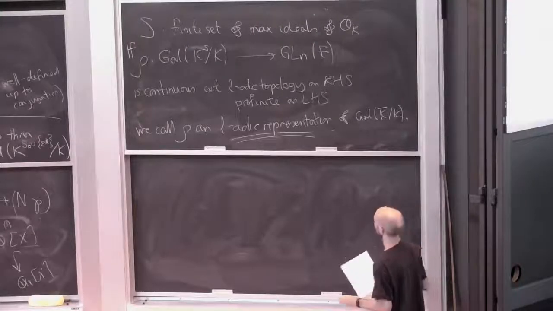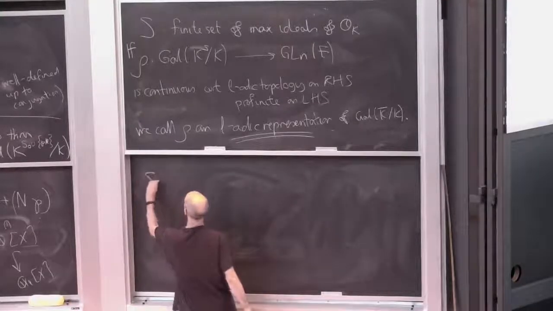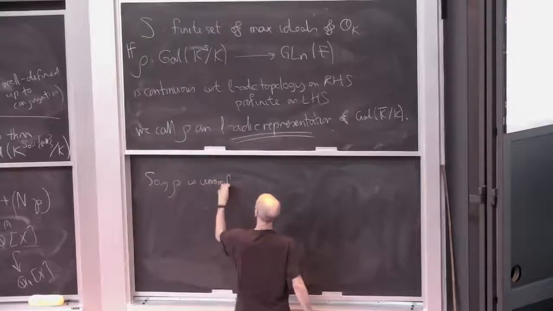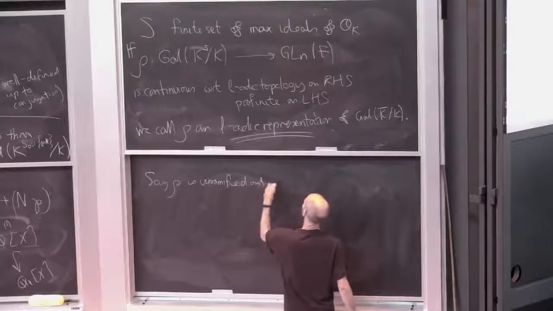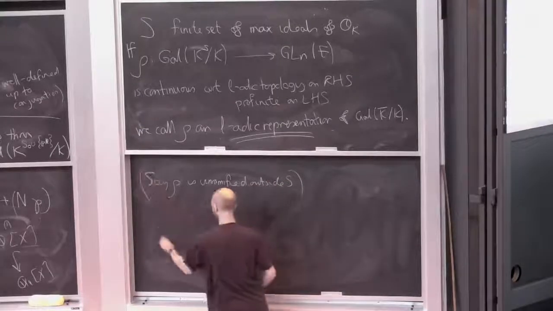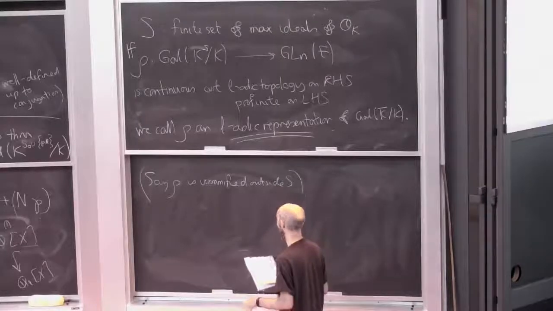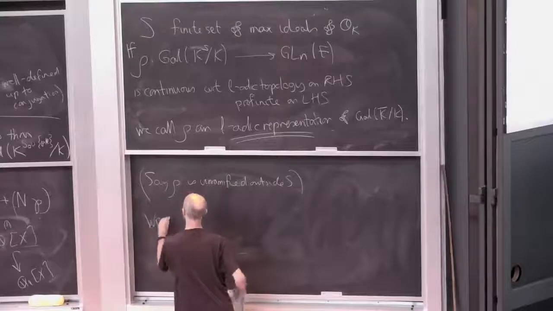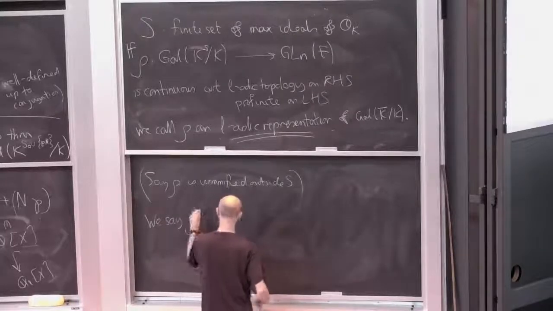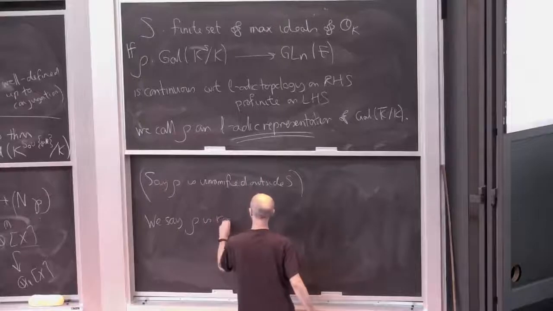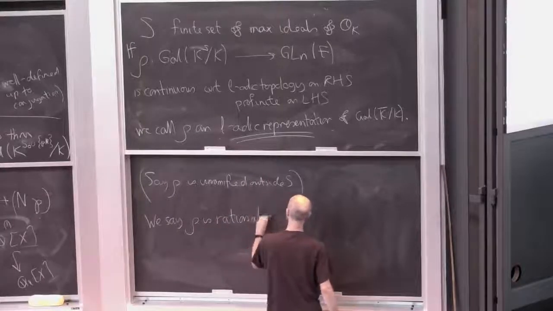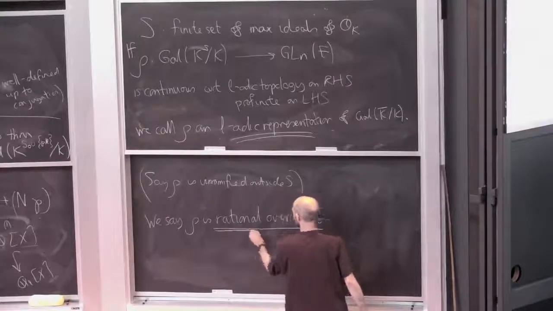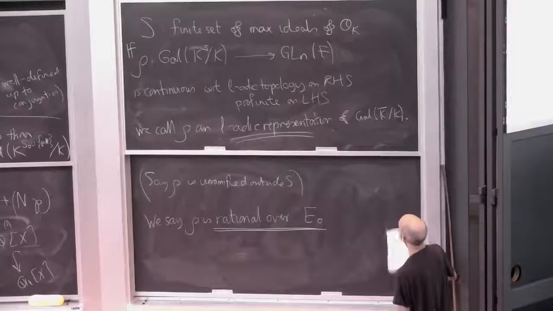So now here's some definitions, right? We say that rho is unramified outside S. So now I need some definitions, you see. So now here's this weird thing, right? We say rho is rational over E0, where E0 is a subfield of E.